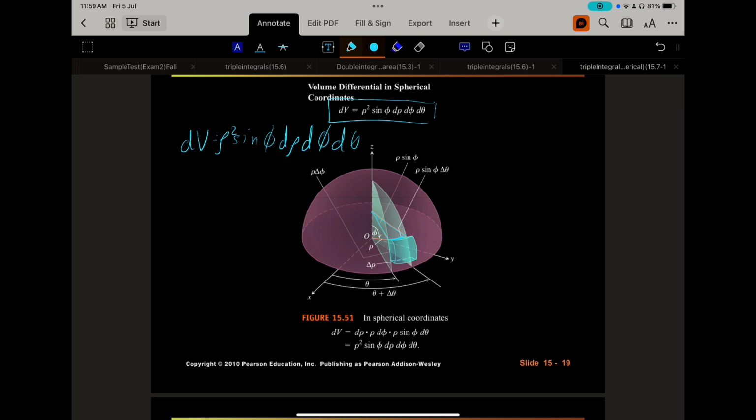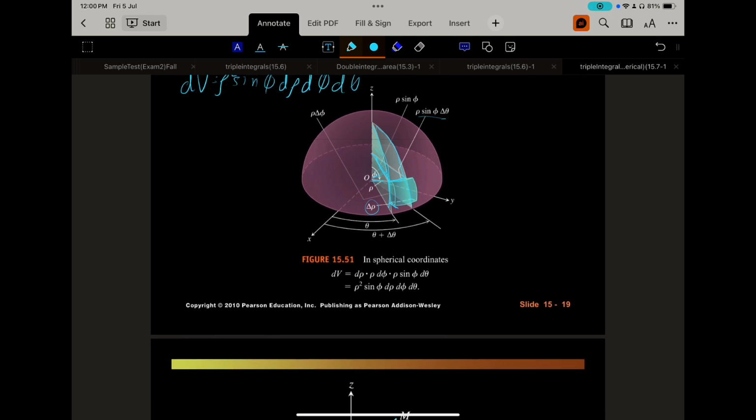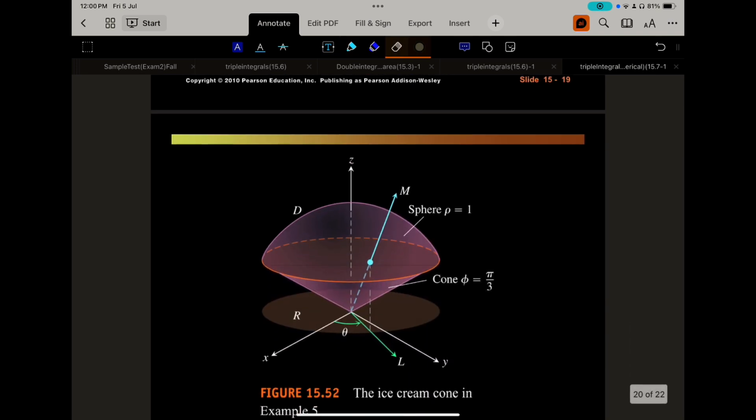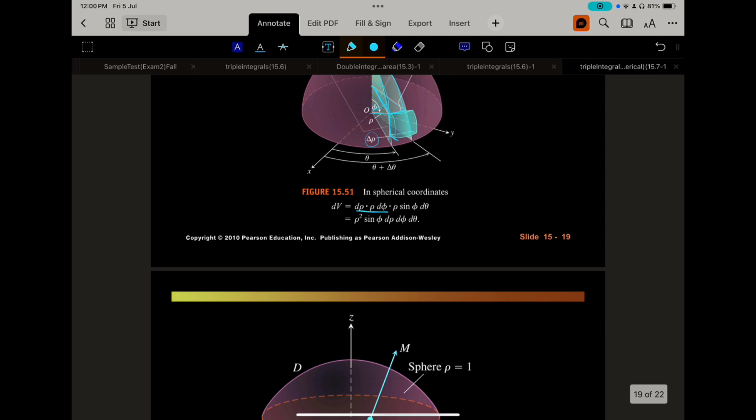Okay, and he's also multiplying rho, which is this part, in order to get this whole big thing here. So this is rho sine phi delta theta, this is arc length, and we're also multiplying by delta rho here in order to get the depth, and we are multiplying by rho d phi. Multiplying this all together gives this partition of our sphere, which is here: d rho times rho d phi times rho sine phi d theta. So it's rho squared sine phi d rho d phi d theta.